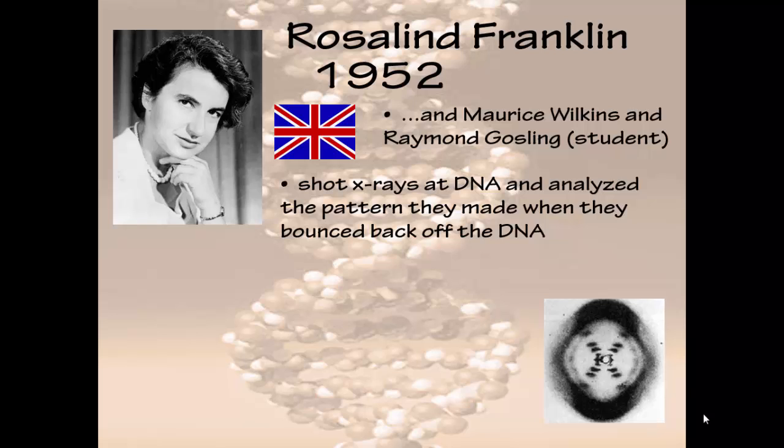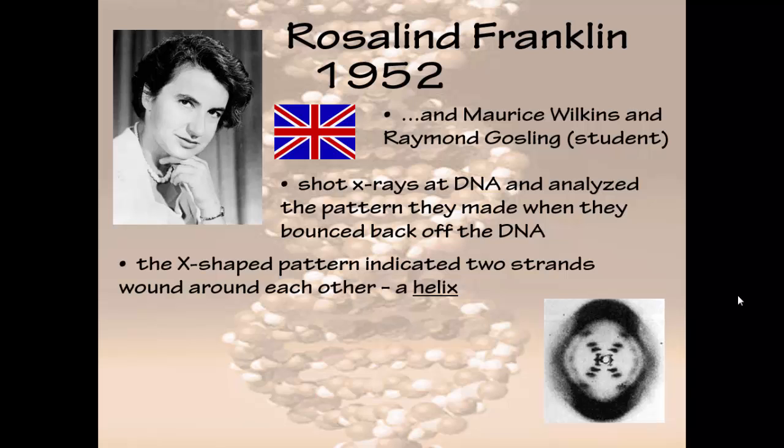She shot X-rays at the DNA and analyzed the pattern they made when they bounced back off of the DNA. This is an example of the kind of picture that Rosalind Franklin took. This is a really famous one that was integral in the breakthrough to what the actual shape of DNA is. The fact that there was an X-shaped pattern right here indicated that there were two strands wrapped around each other.